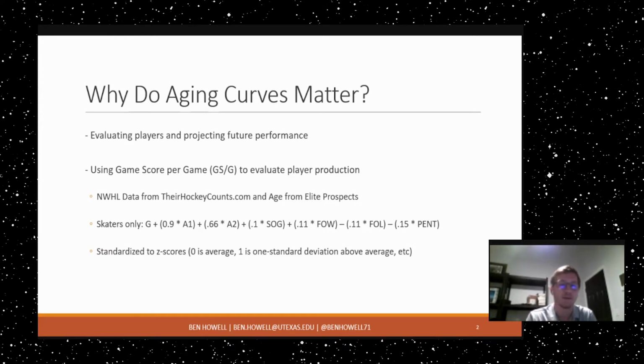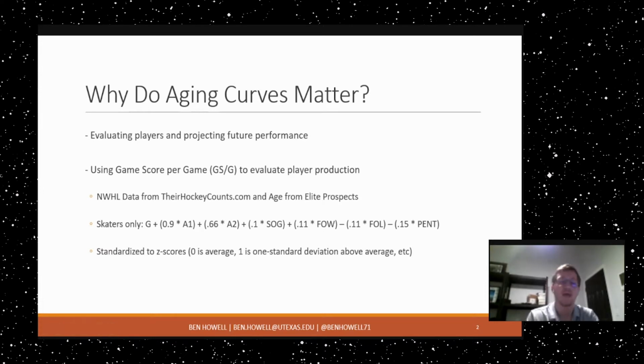And so the way I decided to approach this problem was using game score per game, again, developed by both Sean Ferris and Mike Murphy for the NWHL. And a quick overview on what game score is: it's this formula at the bottom. The weights for each of those events, goals, primary assists, secondary assists, shots on goal, faceoffs won and lost, and penalties, come essentially from how often they occur relative to goals. So that's why primary assists are heavily weighted and something like shots on goal is a lot lower weighted.